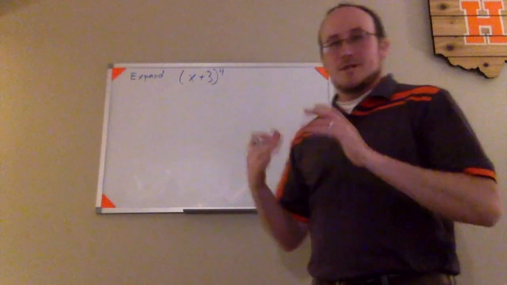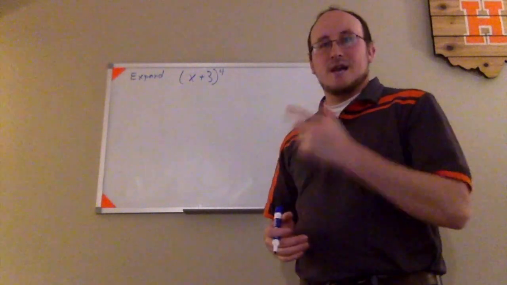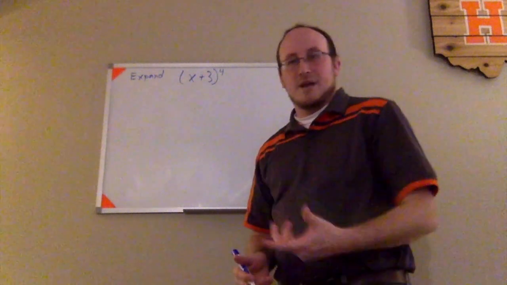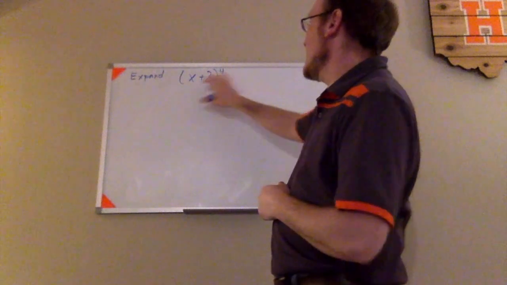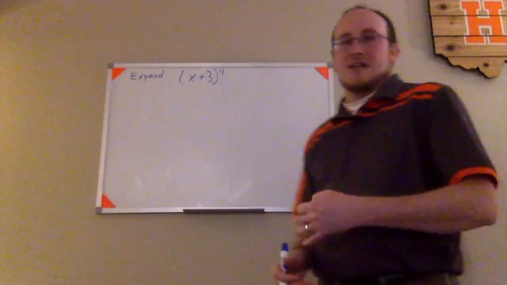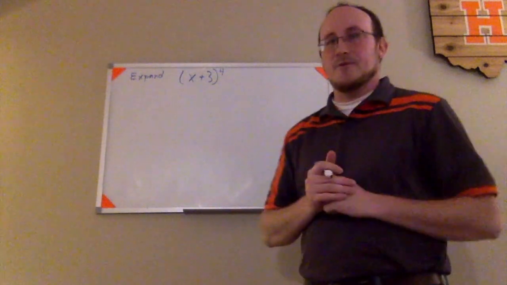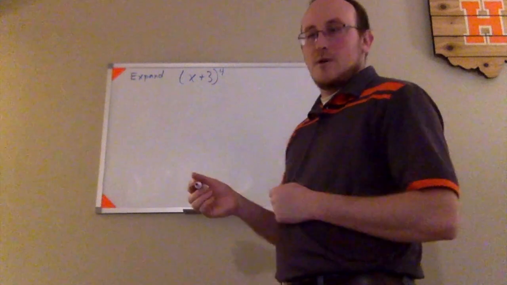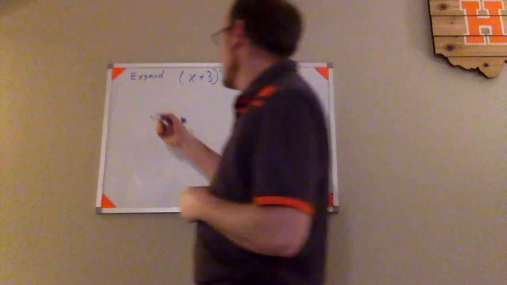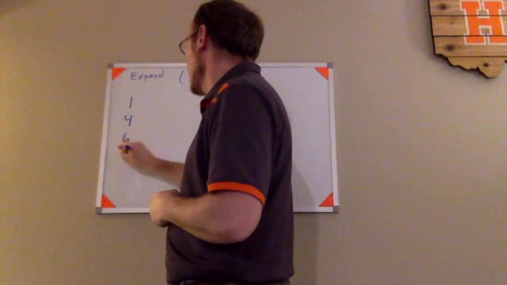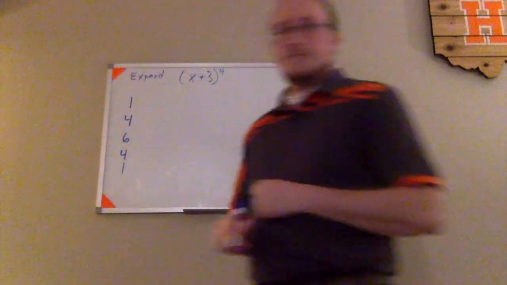But either way, let's take a look at the binomial theorem and how we can use that in conjunction with Pascal's triangle to expand this in a different manner. So the first thing I see is I'm taking this to the fourth power. So I need to go to the n equals 4 row of Pascal's triangle, which I created for you in a different video and showed you how to create for yourself. The n equals 4 row has numbers 1, 4, 6, 4, and 1.